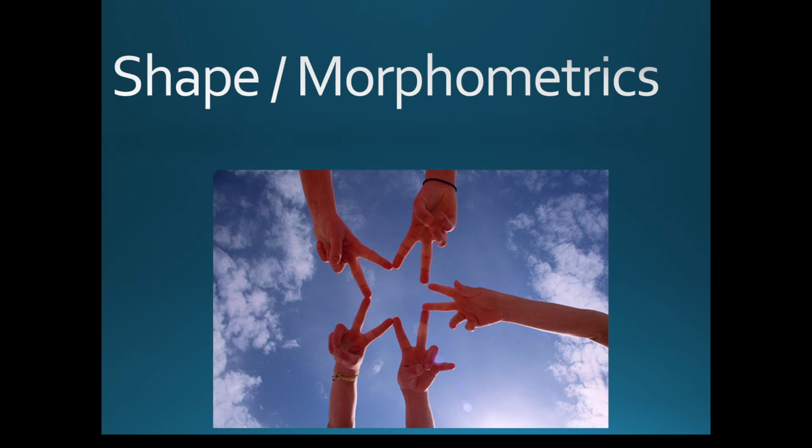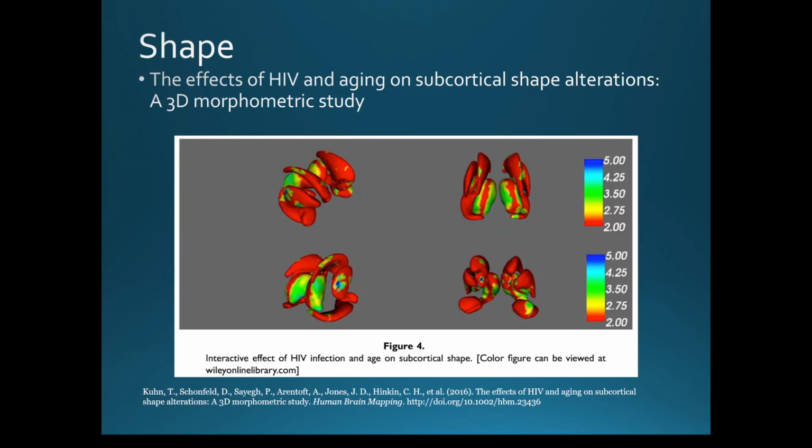We can also look at the shape of structures. Other groups have looked at these subcortical structures, we call them. So there's caudate nucleus, thalamus, putamen, we have amygdala, hippocampus, there's a globus pallidus in there. Anyway, these are different gray matter structures within the brain. And so in this one, this research team was interested in the effect of HIV infection and age on subcortical shape, and showing that there were these relationships that you could see. And this is within these structures.